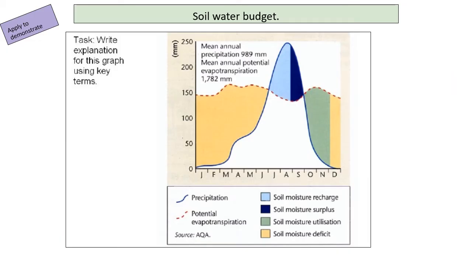Now let's have a look at a slightly different one, and this is for you to have a think about. You'll notice it's got the same four zones: recharge, surplus, utilization, deficit. What's different about this? Can you annotate this? Can you pick out the key bits? And how's it different from the one we saw in Britain? Just stop for a second and see what you've actually managed to annotate that with.